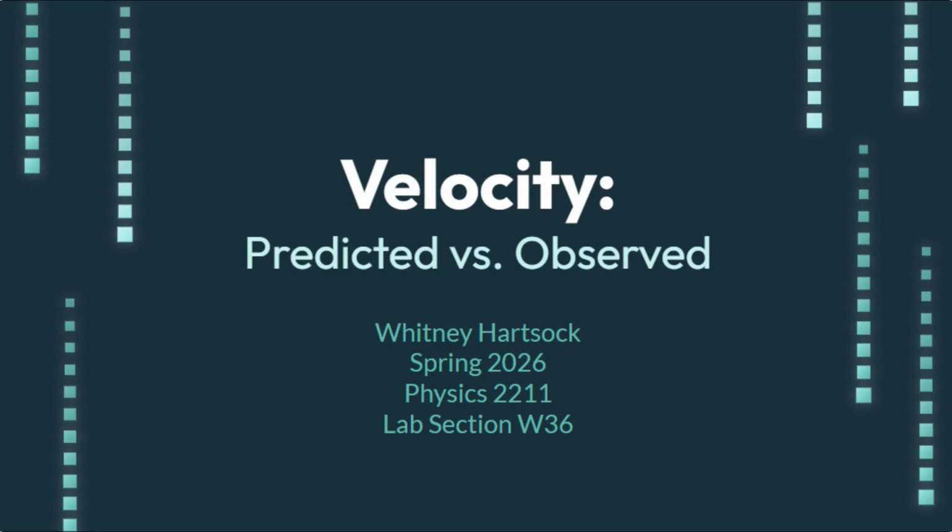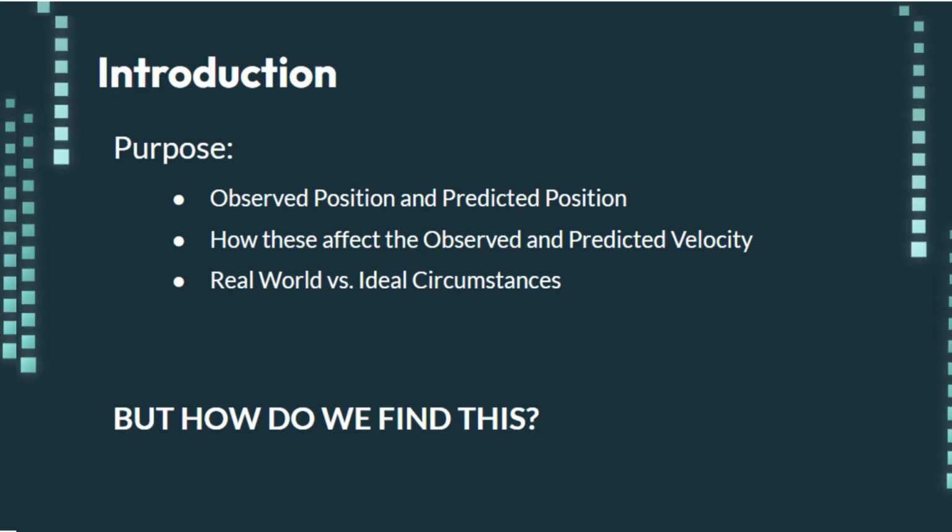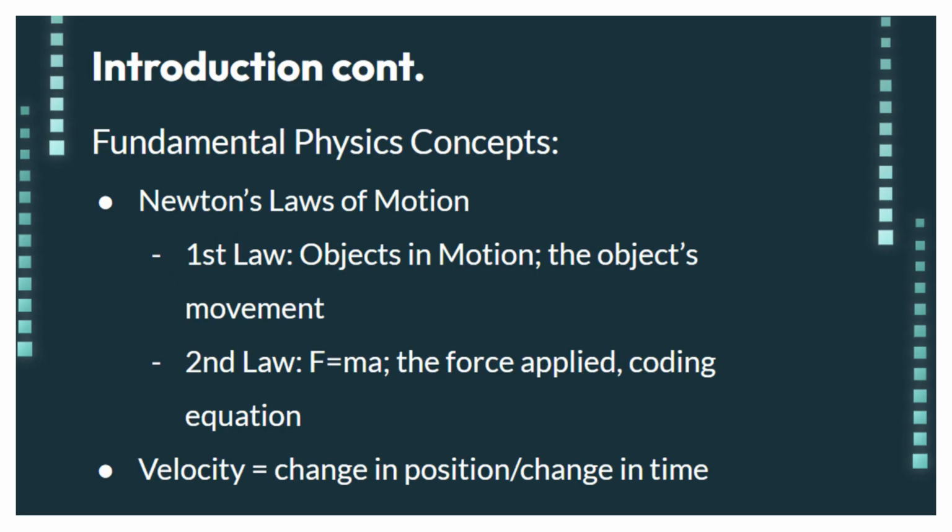I'm in the Spring 2026 Physics 2211 class, and this is Lab 1, Velocity Predicted versus Observed. The purpose of this lab is to compare the observed position and predicted position. It takes into consideration real-world factors and ideal circumstances, and how that affects the observed and predicted velocity of a marker rolling across a table. First, we should look at the fundamental physics concepts, especially Newton's laws of motion.